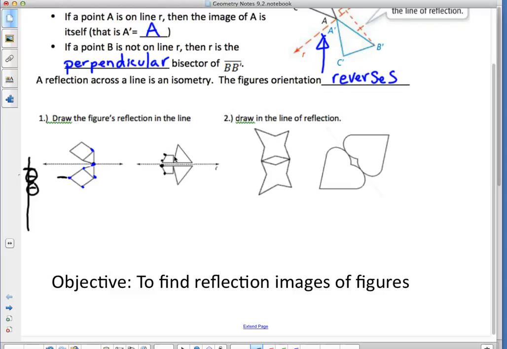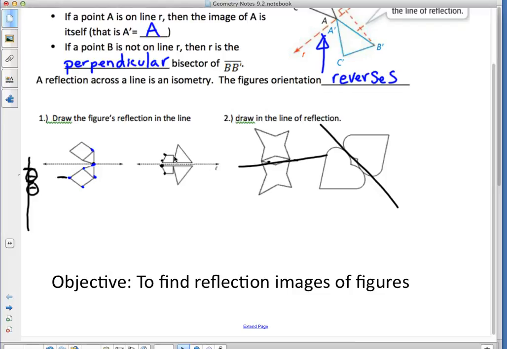Now, draw the line of reflection. If corresponding points are touching, that line of reflection goes right through, and maybe yours can be better than what I did on mine. But it should go through and connect those points. And remember, today's objective is to find the reflection image of figures, if we haven't already picked that up.